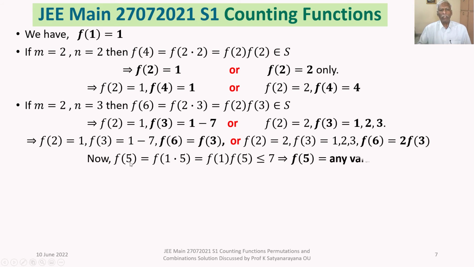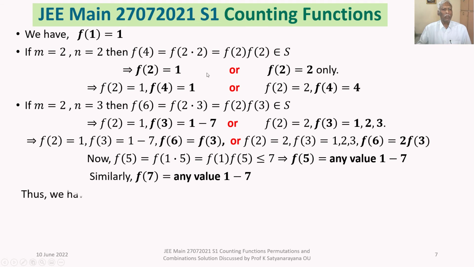Now, f of 5, if I take it, f of 1 into 5 is equal to f of 1 into f of 5, and f of 1 is 1, and f of 5 is less than or equal to 7. Therefore, f of 5 can be 1, 2, 3, 4, 5, 6, 7, any value. Similarly, f of 7 can take any value from 1 to 7.